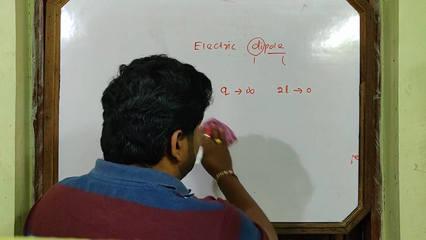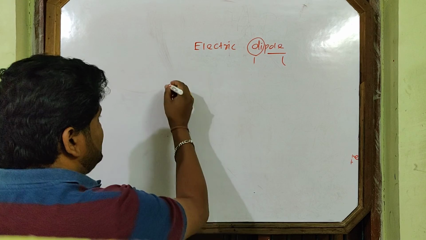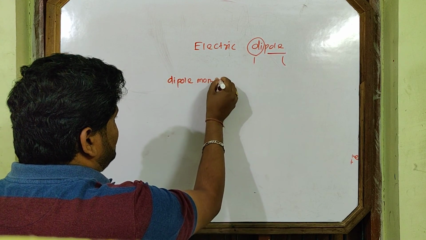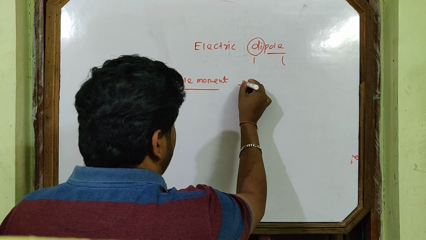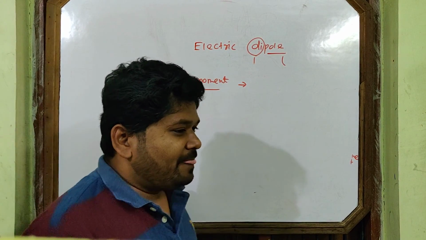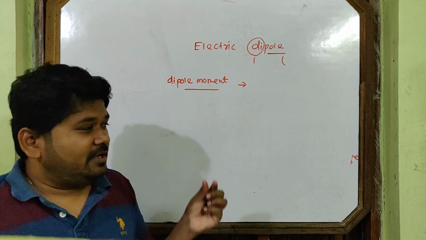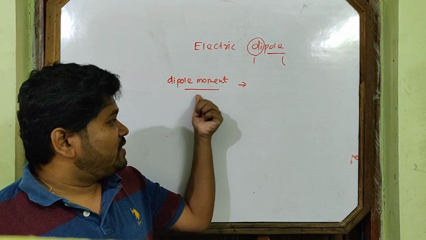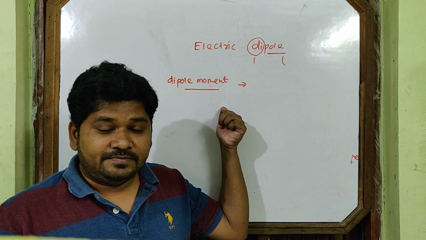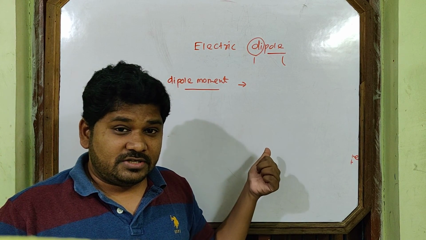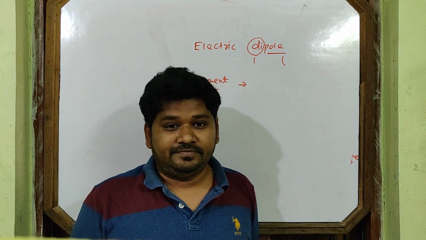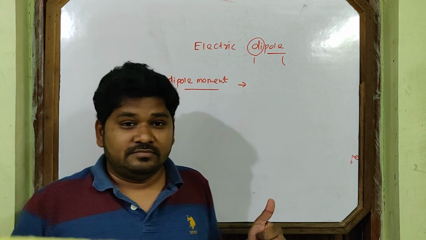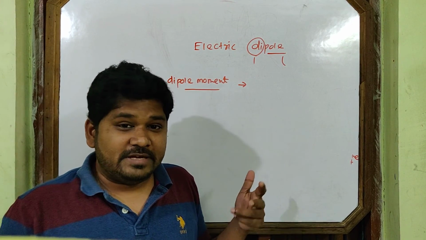Now come to the one quantity which will measure the dipole strength: dipole moment. It is one quantity which shows the difference between dipoles. What does this quantity measure? Dipole moment measures the strength of a dipole. What strength is measured, and how does it measure mathematically?